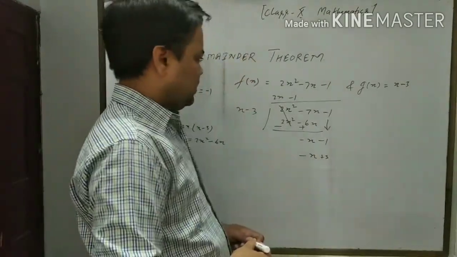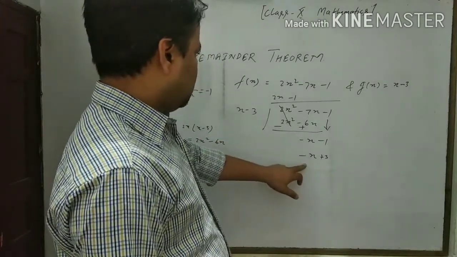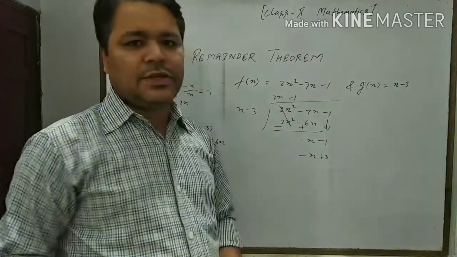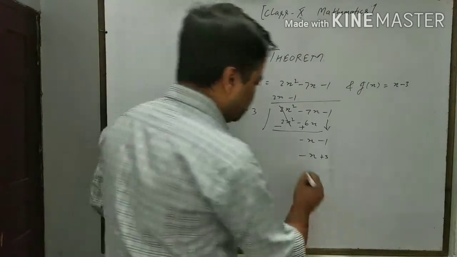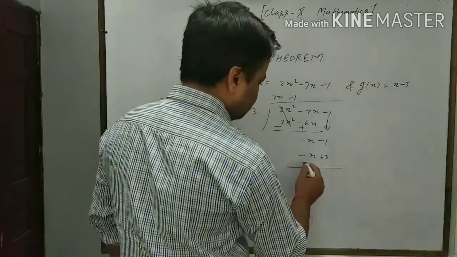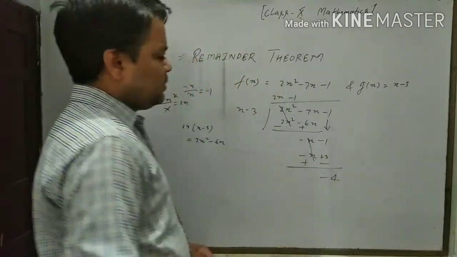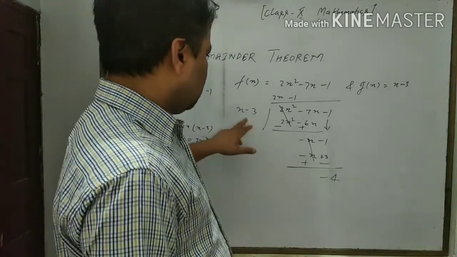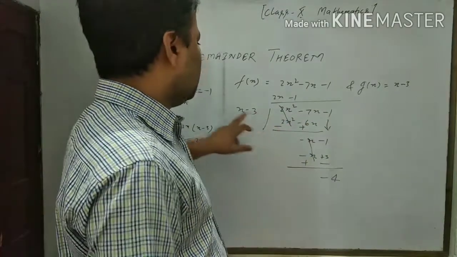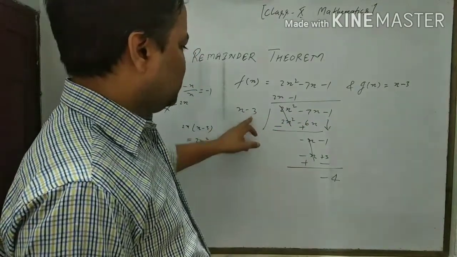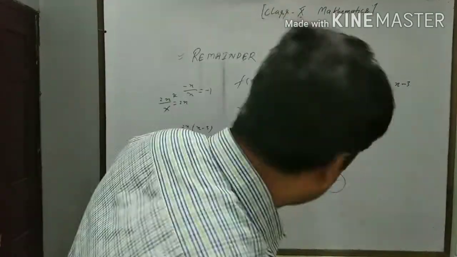Minus x plus 3. Subtracting, the signs change, here this cancels, and its value will be minus 4. After dividing the polynomial 2x square minus 7x minus 1 by x minus 3, we find the remainder, that is minus 4. The remainder is minus 4.